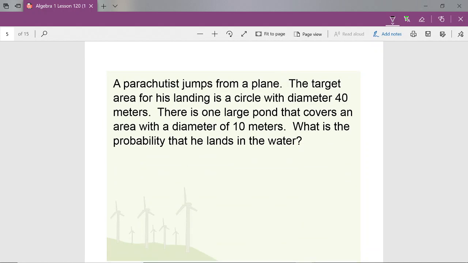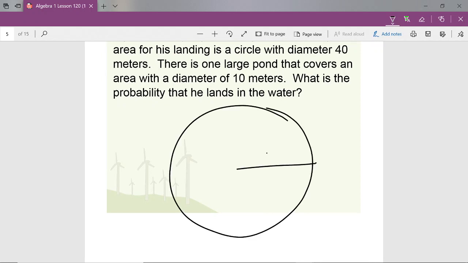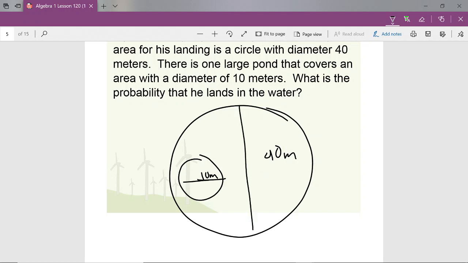Okay, a parachutist jumps from a plane. The target area for the landing is a circle with a diameter of 40 meters. If there's one large pond that covers an area with diameter of 10 meters, what's the probability he lands in the water? So basically we're saying there's this big area that he can land in. But somewhere in here, let's say it's over here, it doesn't have to be right in the middle, there's a little pond that has a diameter of 10 meters. And this is a diameter of 40 meters. Okay, so what's the probability that he lands in the water?